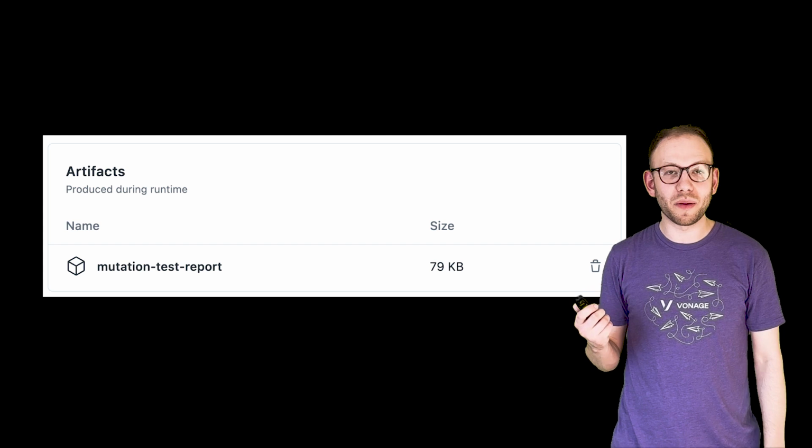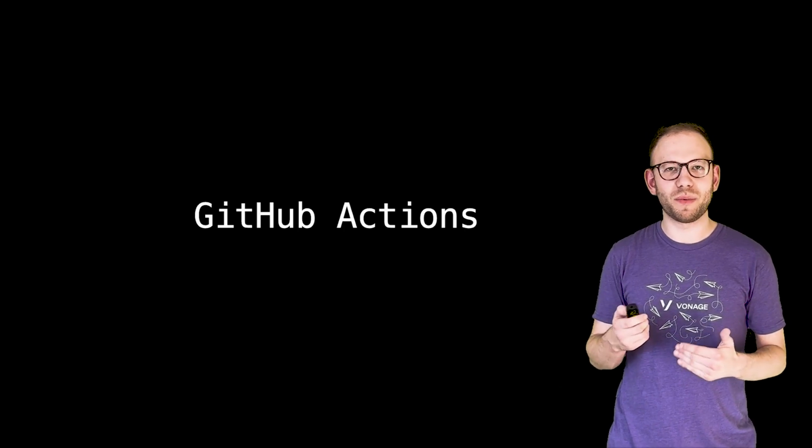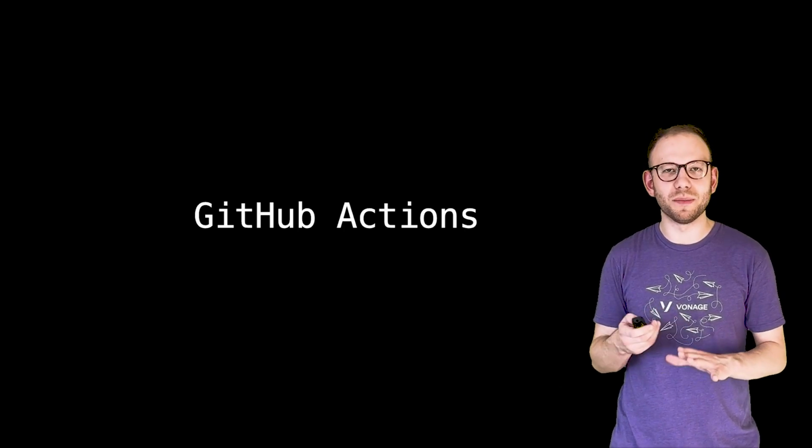So how did I do it? Well, this is really the interesting question here. So I'm going to show you the YAML that I used. So again, I use GitHub Actions. That's what I use myself, but you can do this in anything you like. It's just some simple scripting.